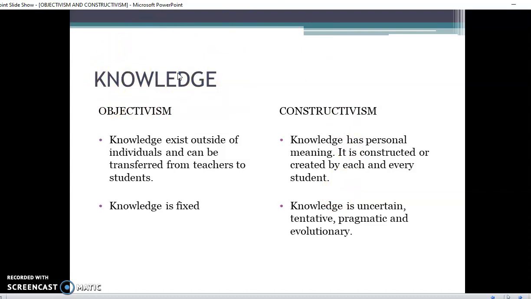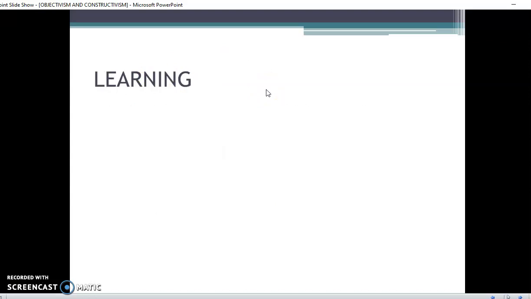So if you have to distinguish between objectivism and constructivism, you need to know what points constructivism believes in and what points objectivism believes in. These are very important points you need to ponder upon when you are asked to differentiate between objectivism and constructivism. Moving ahead, we'll see one more criterion using which these two concepts are differentiated. The second criterion is learning. So let us see what objectivism believes learning is.